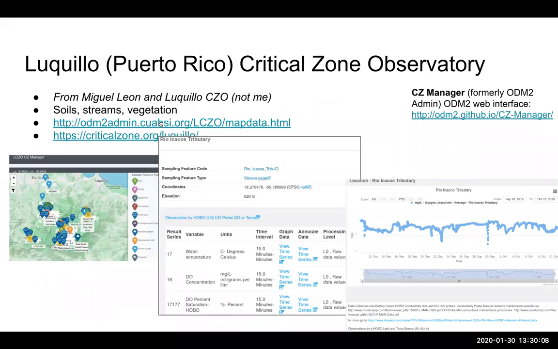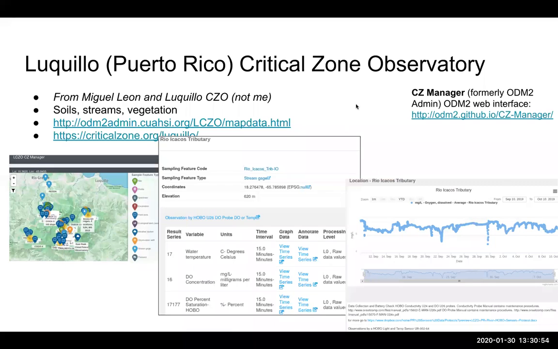And another example from the developer of CZ Manager is from the Luquillo, Puerto Rico Critical Zone Observatory. This is Miguel Leon. All credit here for the data goes to him, not me, but it's a great example. They collect all kinds of data for watershed, soil, streams, vegetation, weather. And in this case, you can get an open or public link where you can explore some of this. I collected the screenshots via that public interface, or you can go to their website. You see on the left the same example, except it's a lot richer, lots of different data types collected in this part of Puerto Rico. And I clicked on one of those, the Rio Icacos tributary, a stream tributary, and here's what they have.